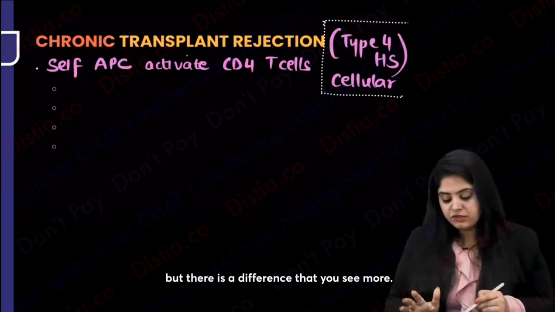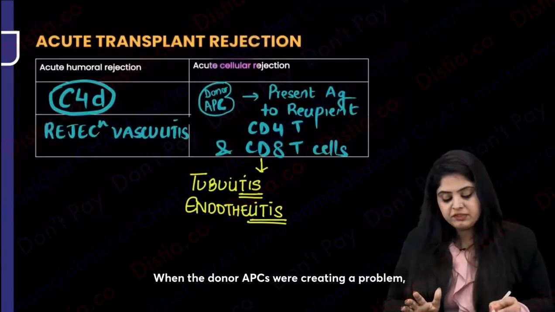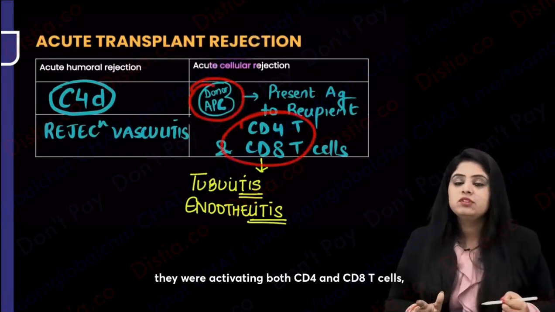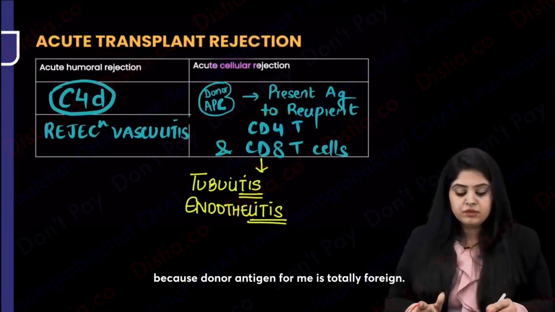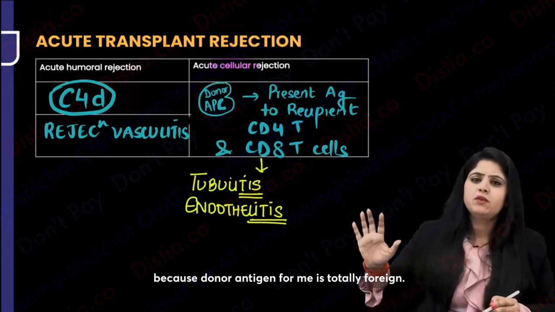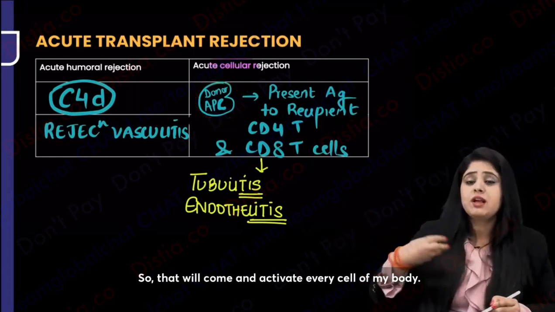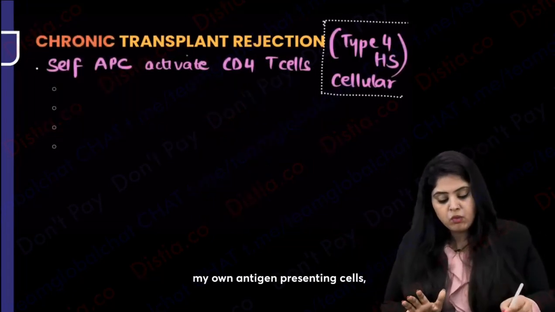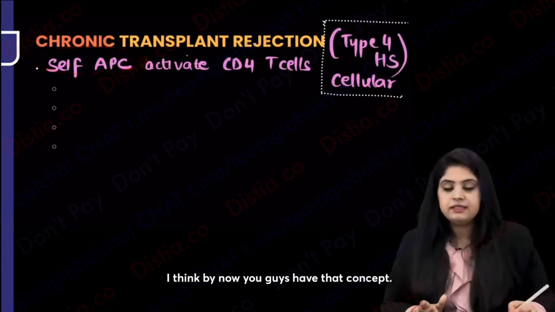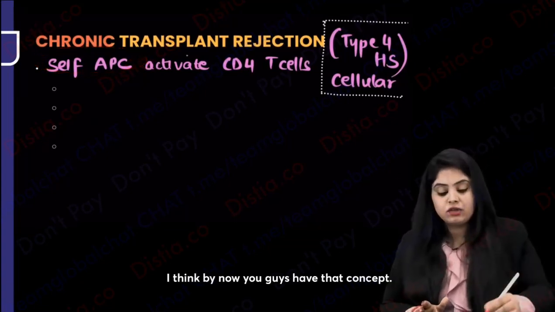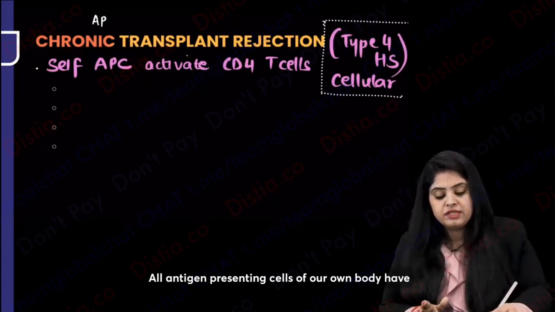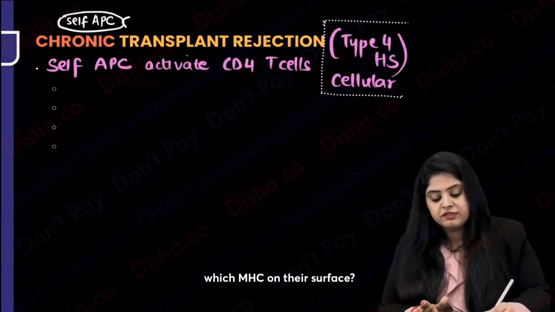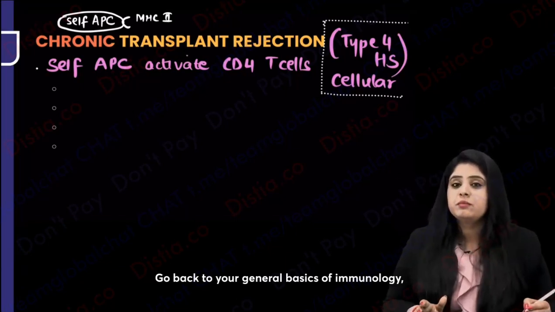But there's a difference that you see more. When the donor APCs were creating a problem, they were activating both CD4 and CD8 T cells, because donor antigen for me is totally foreign. I have never seen that antigen, so that will come and activate every cell of my body. Whereas when I'm talking about my own antigen presenting cells, I think by now you guys have that concept. All antigen presenting cells of our own body have which MHC on their surface? They have MHC2.